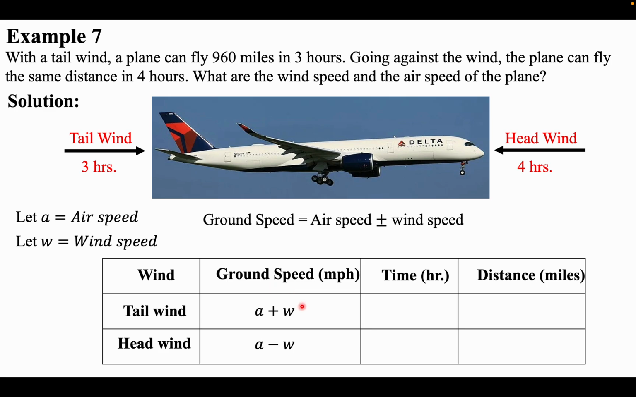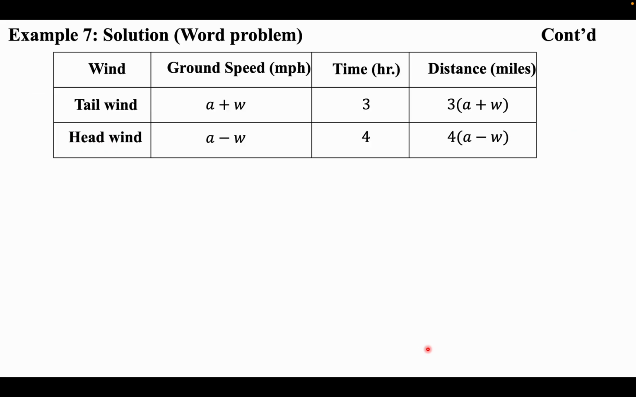The time it takes to cover that 960 miles with a tailwind is 3 hours, and with the headwind, it's 4 hours. The distance is going to be rate times time. So rate times time gives 3 times A plus W, and for this one, 4 times A minus W. So this is what we have.